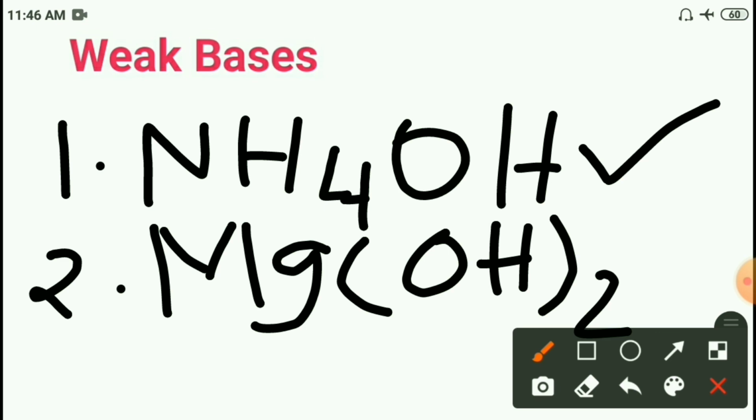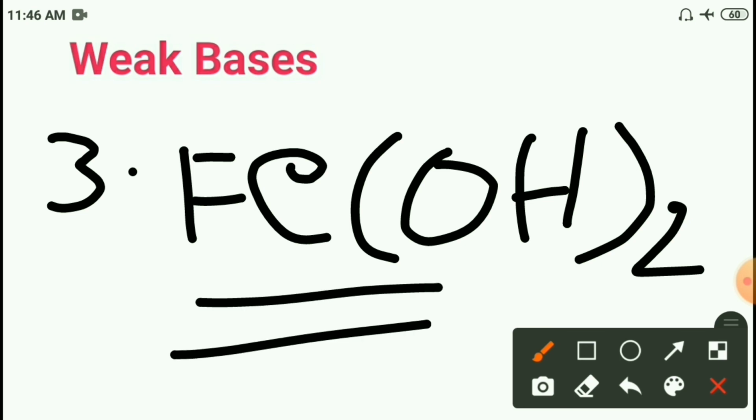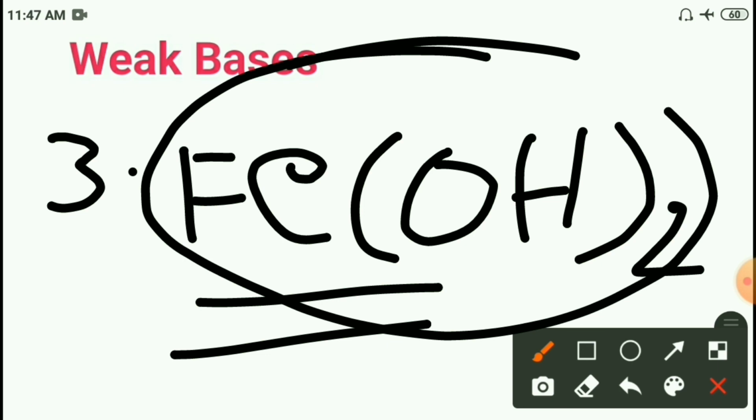And the second example for weak bases is magnesium hydroxide. Its chemical formula is MgOH2. And the third example for weak bases is ferrous hydroxide. Its chemical formula is FeOH2.